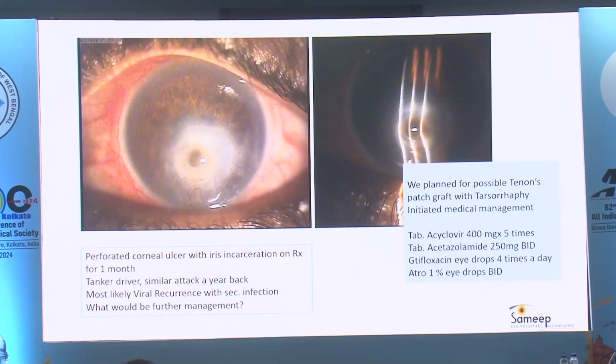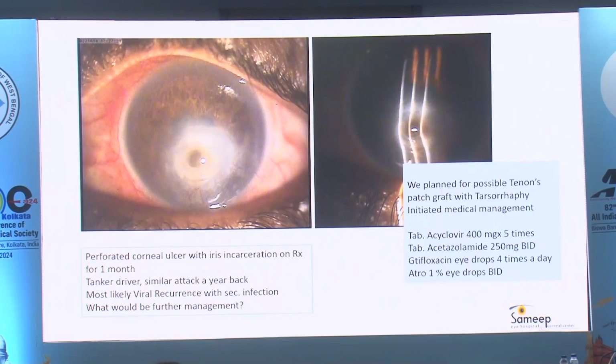This is another example of a perforated corneal ulcer with iris incarceration, which was on treatment for a month. He was a tanker driver. He had some history of similar attacks almost a year back. So possibly this was a viral infection with a secondary bacterial involvement. We planned for a possible tenons patch graft with tarsorrhaphy, but in the presence of a lot of infection and inflammation, I just continued with systemic antivirals and thought, let me do a tarsorrhaphy and see how this patient is behaving.